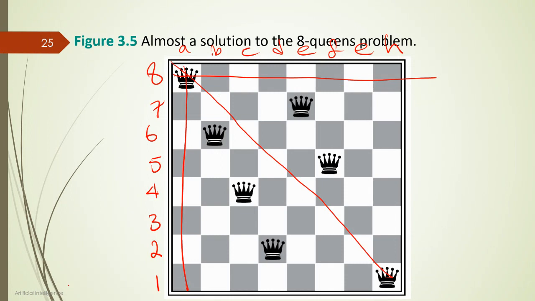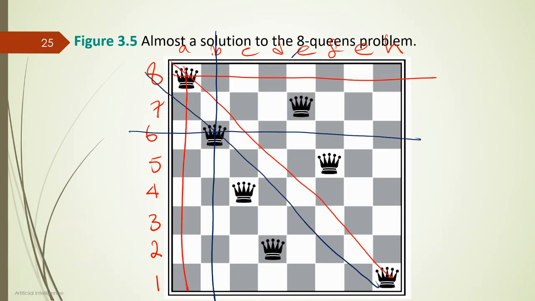Or, you know, this one, I'll change the color. This one, there is no other queen here. There is no other queen here. There is no other queen here. So this one is in the right place, and so on. You can continue that on all of them.